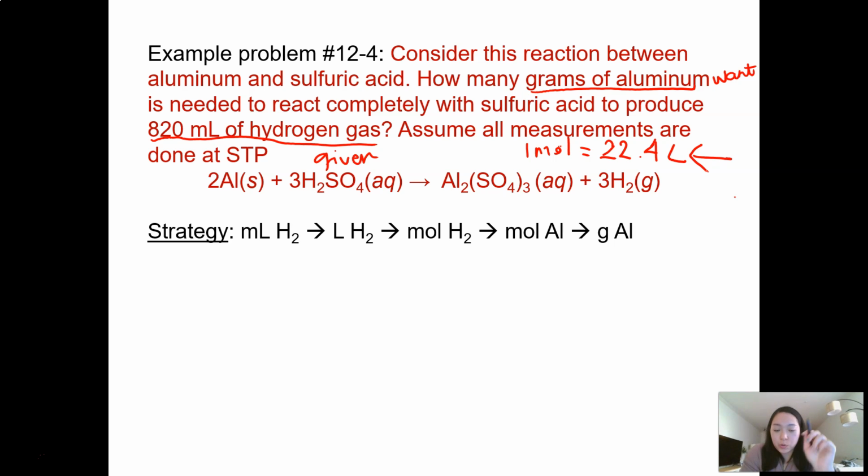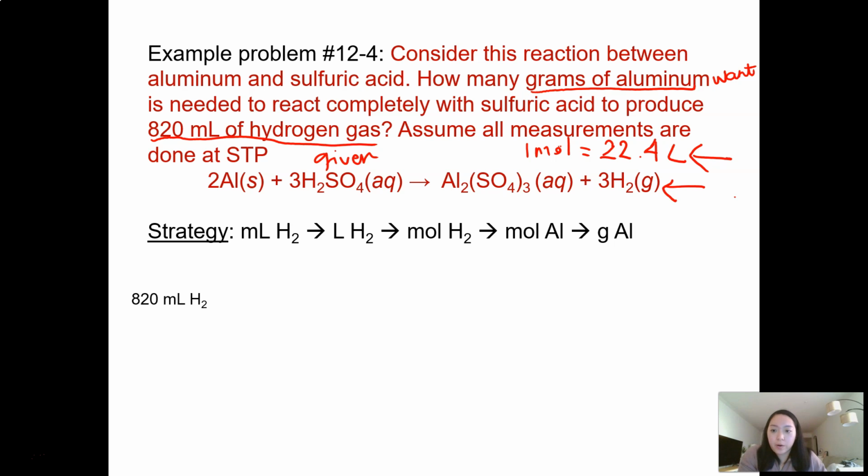Now, after we have converted to liter of hydrogen gas, we can then use that conversion factor to convert liter of hydrogen gas to mole of hydrogen gas. Then, using our trusty balanced chemical equation, we use the mole ratio to convert H2 to mole of aluminum, which is what we want. But wait, we don't want mole of aluminum, we want grams of aluminum. So then using the molar mass, we can convert mole of aluminum to grams of aluminum.